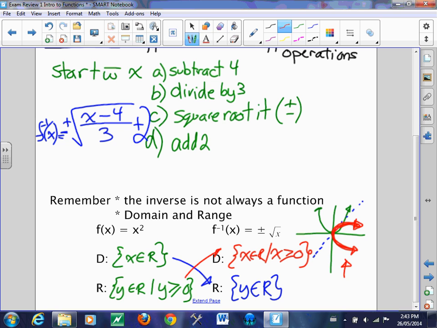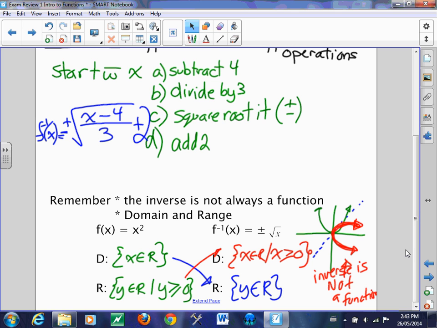Okay, so what do we notice here, folks? That although the domain and the range can be exchanged, in this case the inverse is not a function. So inverse is not a function. Okay. All right.